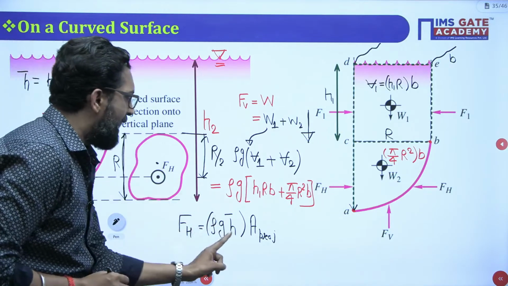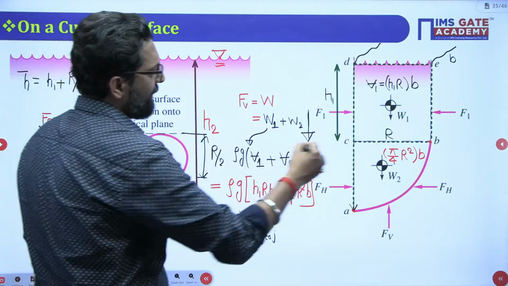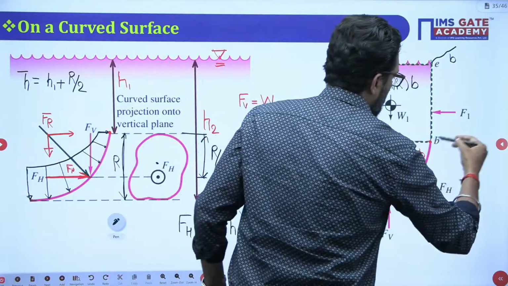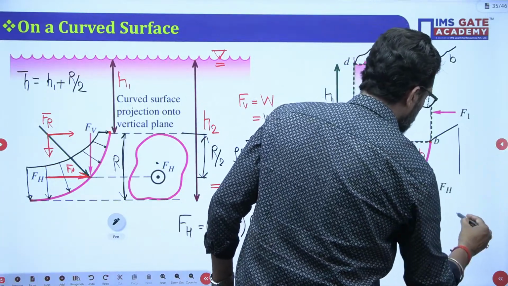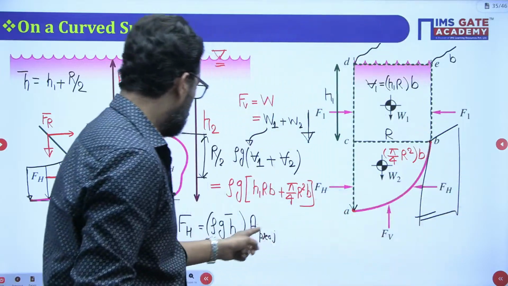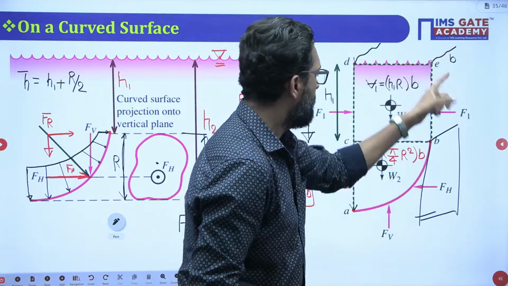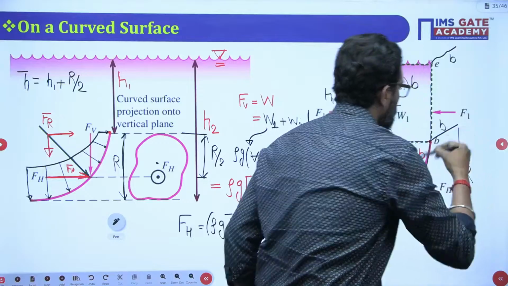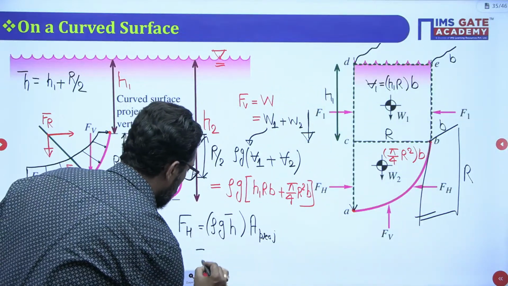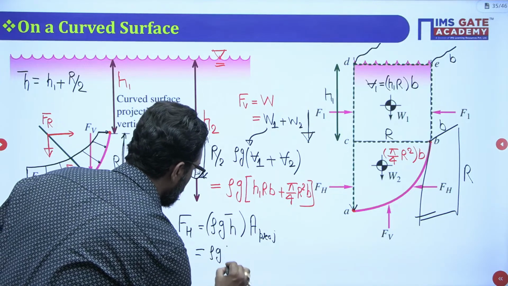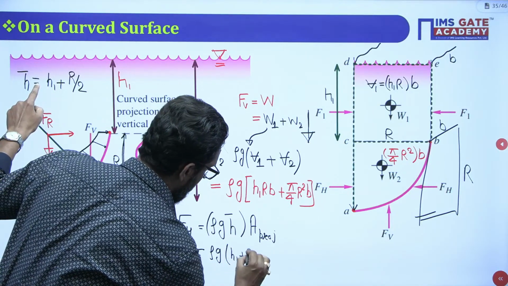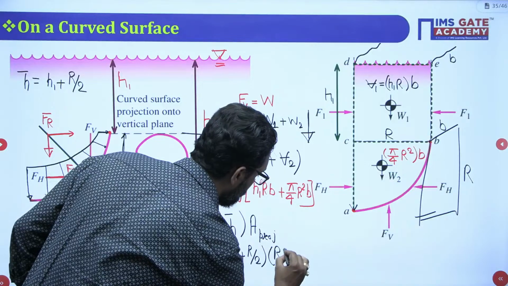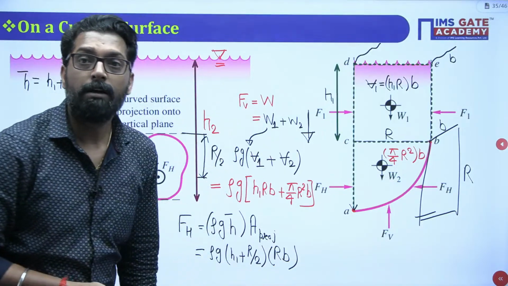So put H1 plus R by 2, and what is the projected area? The projected area is a rectangle. This is your width B, and this height is R. So what is the value here? Rho g, h bar is H1 plus R by 2, into the projected area, R into B. That's it. This is your horizontal force.